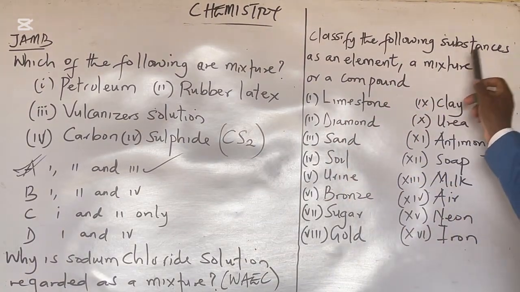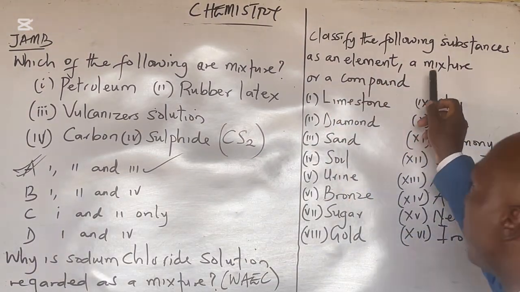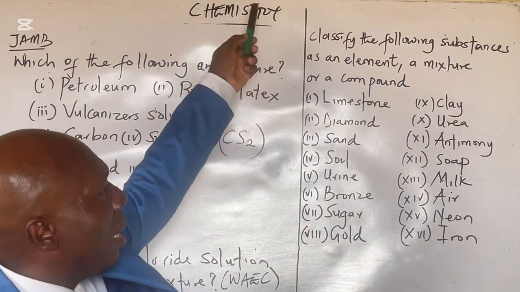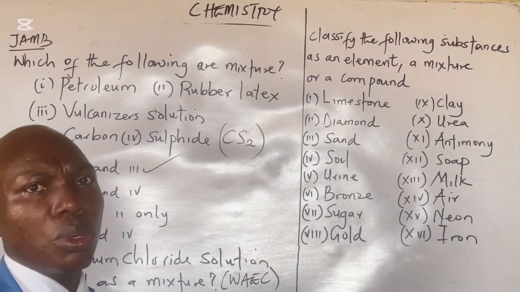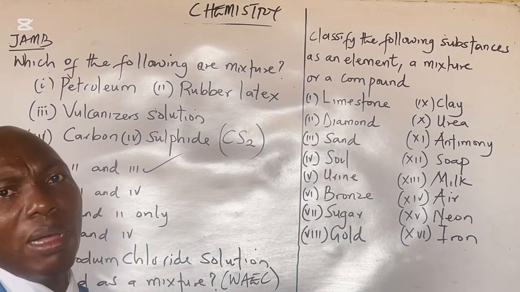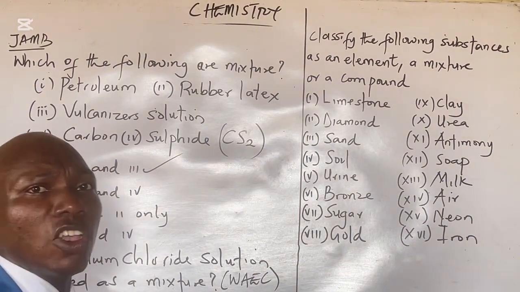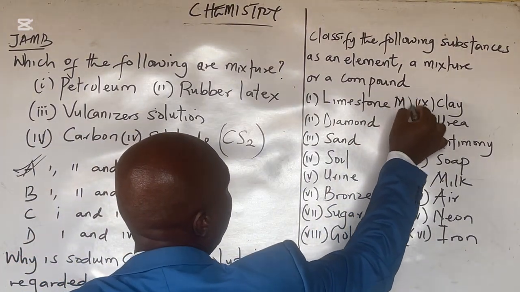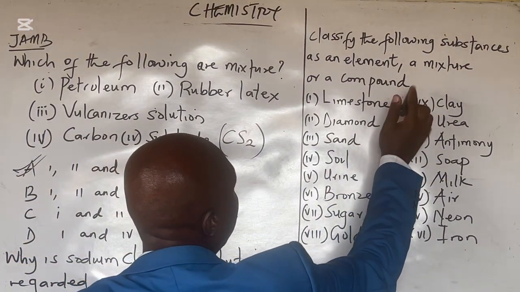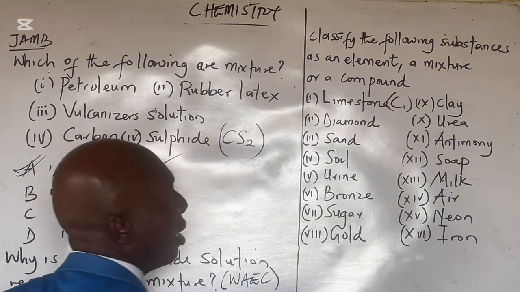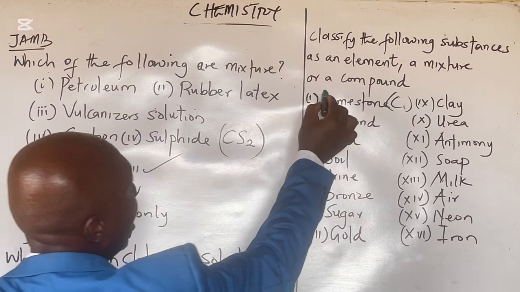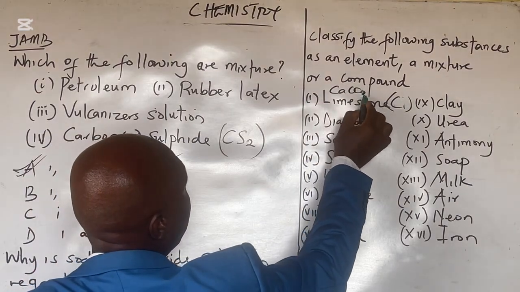Let's go ahead and answer this question. Classify the following substances as an element, a mixture, or a compound. Let's look at the first one, limestone. Limestone is a compound, and the formula is calcium carbonate. Sorry, it's a compound, not a mixture. Limestone is a compound, calcium carbonate.